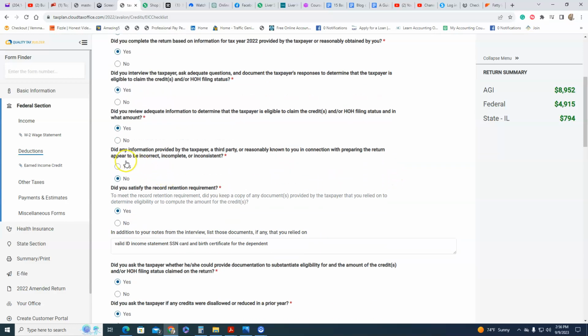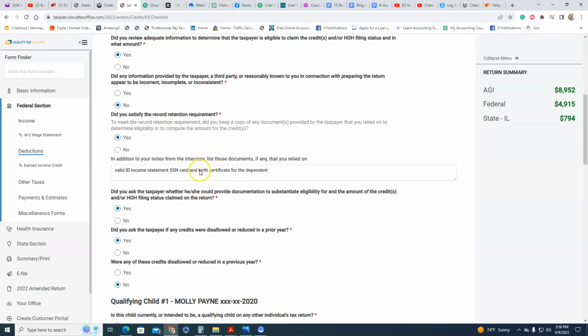Yes. Did any information provided by the taxpayer, a third party, or reasonably known to you in connection with preparing the return appear to be incorrect, incomplete, or inconsistent? If you have to say yes to this, you don't need to be doing the tax return whatsoever. So it should be no. Because if you can answer yes to this question, then you want to ask yourself, do you really want to be bothered with that client? So we say no to this.